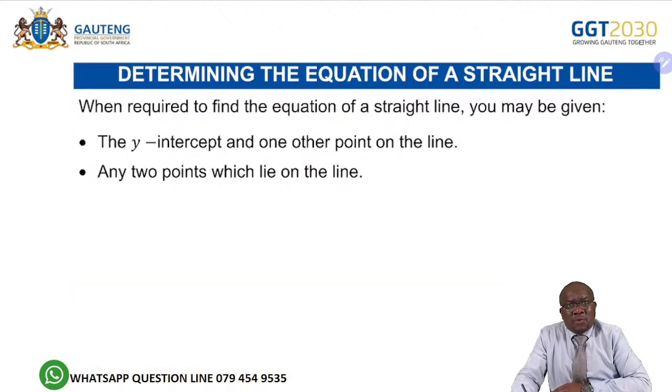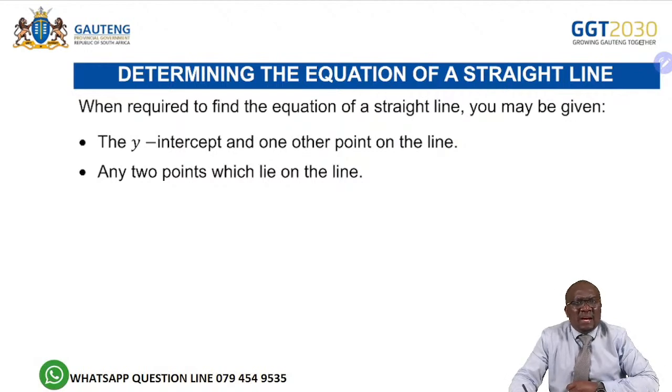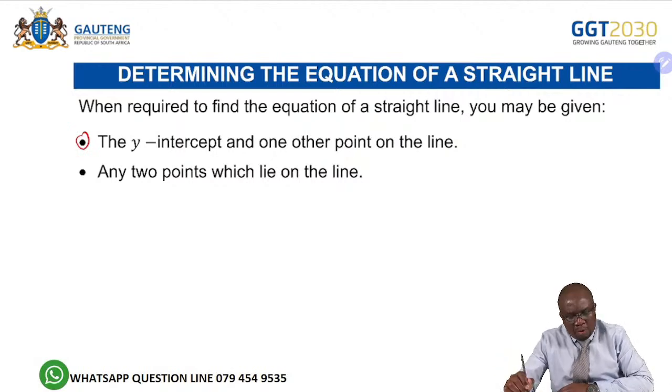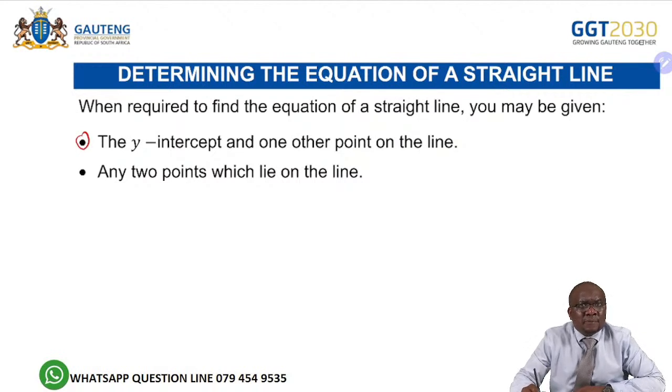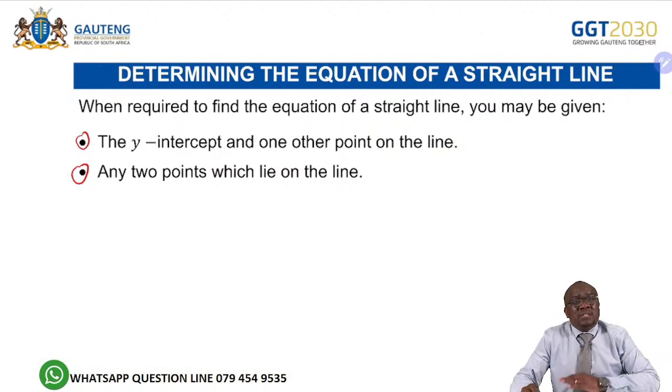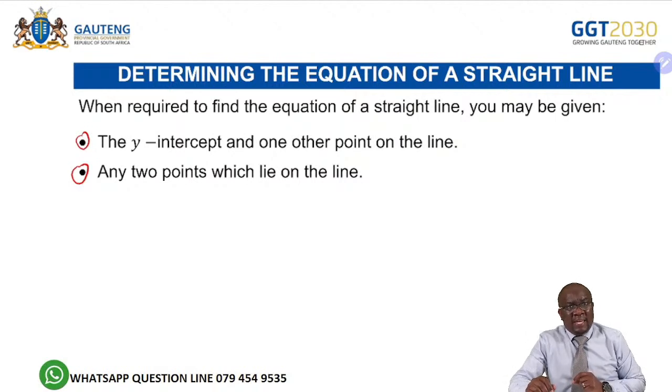Now, we want to find the equation of a straight line. We know how to sketch, or we've revised how to sketch a straight line. Now, let's say you are given a linear function. How do you find the equation? I'm going to show you several methods. In the first situation, you may be given a y-intercept and one other point on the line. Or you may be given any 2 points which lie on the line. So these are the two situations I want us to look at. I will give you an example for the first situation, and then after that I'll give you an activity to do.